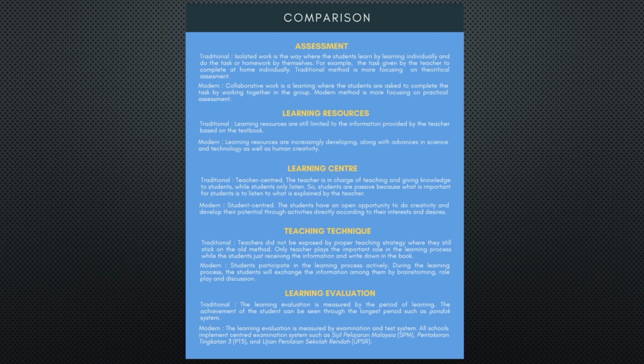Okay, the next one is learning resources. For the traditional method, we can see that learning resources are still limited to the information provided by the teacher based on the textbook. So the students commonly use the textbooks, and the exercises are also provided in the textbook, while in the modern method we can see that learning resources are increasingly developing along with advances in science and technology as well as human creativity.